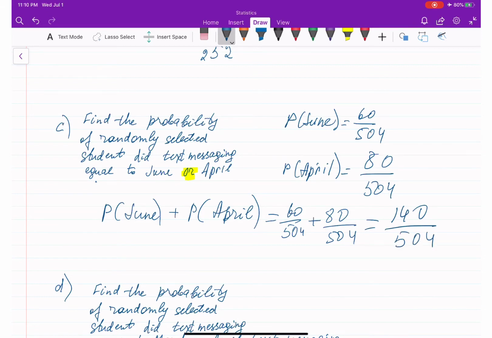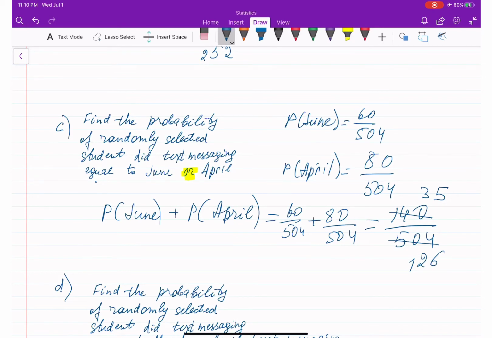140 over 504. Here we can reduce by 4. 14 divided by 4 is 3 times 12, and the remainder is 2. 20 divided by 4 is 5. 5 divided by 4 is 1, so 4, remainder is 1. 10 by 4 is 2. 24 by 4 is 6.